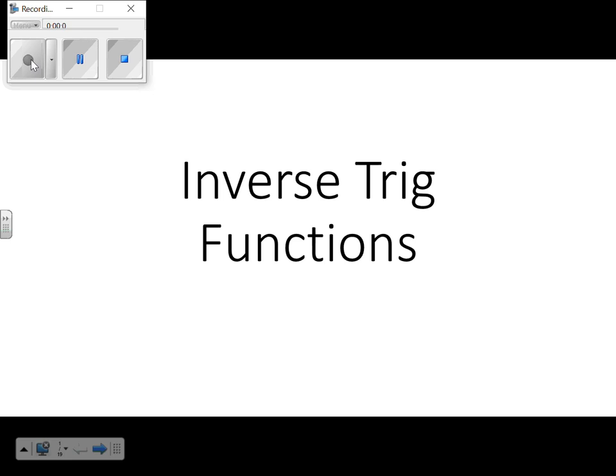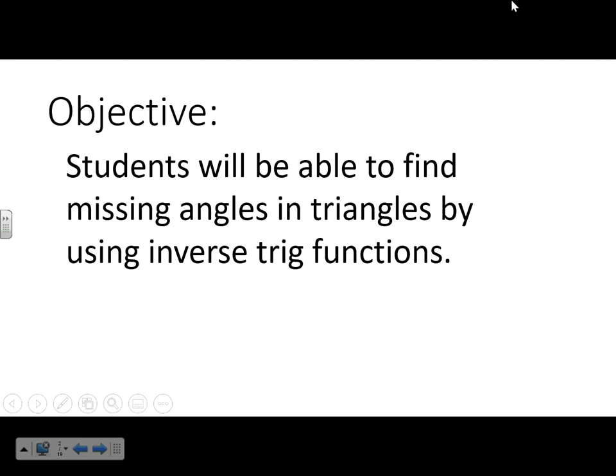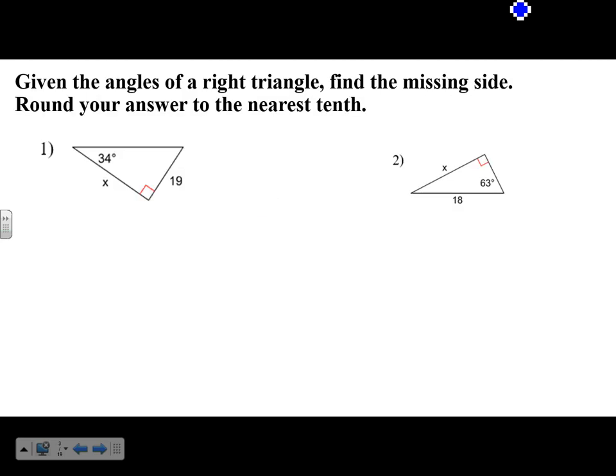This lesson is the inverse trig functions. The objective is for students to be able to find missing angles in triangles by using the inverse trig functions. The big thing with this is that they are missing angles. You only use the inverse trig function, at least for this stuff, when you're missing the angle. If you're missing a side, you don't use the inverse at all. That's what we learned in the last lesson.